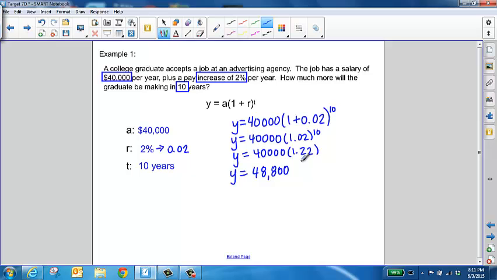Now we have one final step for this particular problem because it's asking how much more will the graduate be making in 10 years. So what we need to do then is take the salary that the graduate will be making in 10 years and subtract out what the original base salary was. So our graduate in 10 years will be making $8,800 more than they were at the very beginning.